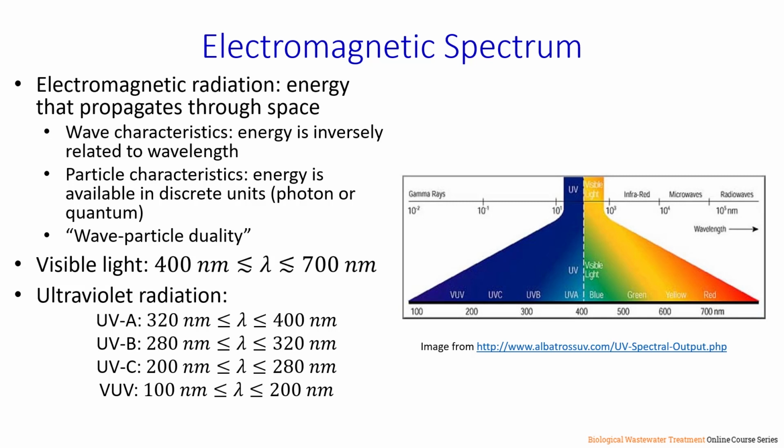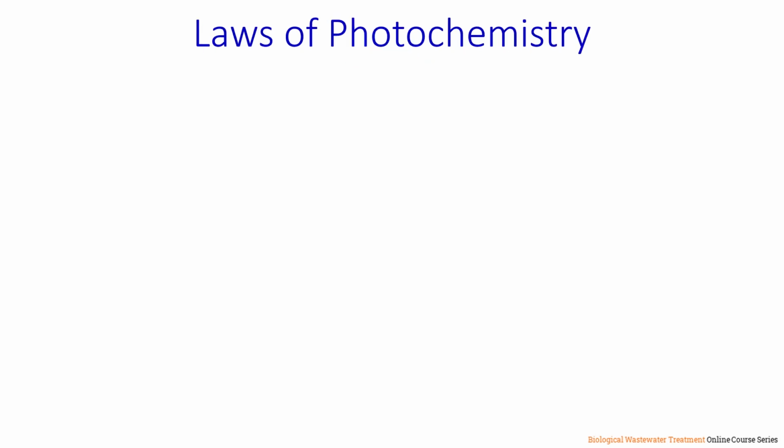The focus of our discussion related to UV disinfection, and for that matter most other photochemical processes that are used in water treatment, will involve UVC radiation. So it's important to recognize what that wavelength range is. For completeness, I've also included the definition of vacuum UV. That is radiation that spans the wavelength range from 100 nanometers to 200 nanometers. It generally is not that important with respect to UV disinfection processes, at least those that involve aqueous media, but it's important to recognize that it is part of the spectrum and in fact part of the ultraviolet portion of the electromagnetic spectrum. Now let's get into the laws of photochemistry.